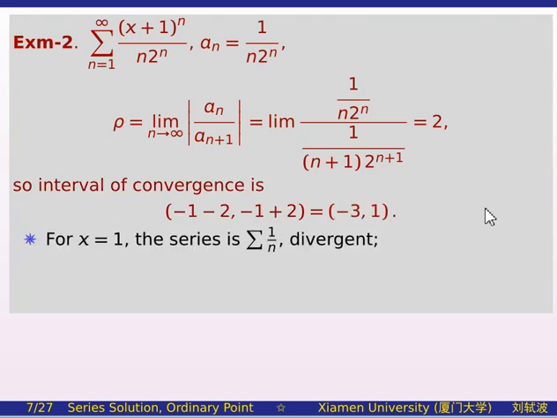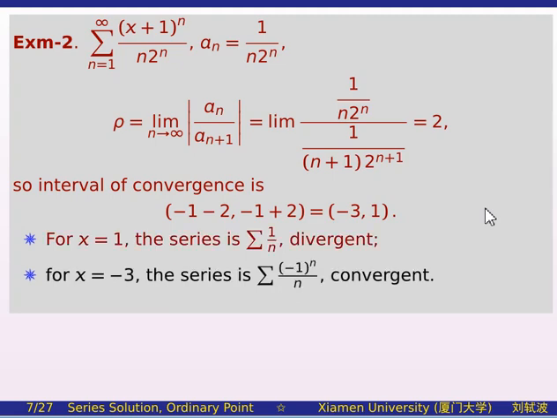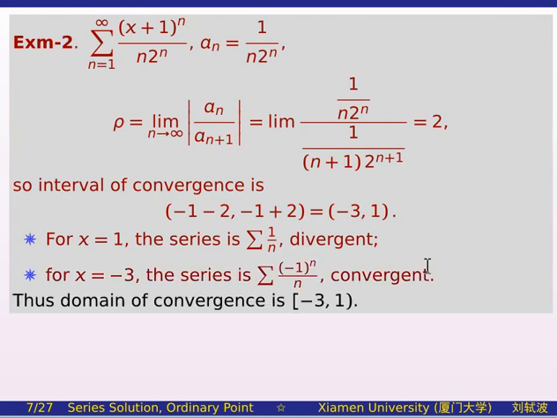So when x equals 1, the series is the sum of 1 over n. This series diverges. And when x equals -3, the series is (-1)^n over n. This series converges. Therefore, we conclude that the domain of convergence is [-3, 1), a half-open interval, closed at the left endpoint and open at the right endpoint.